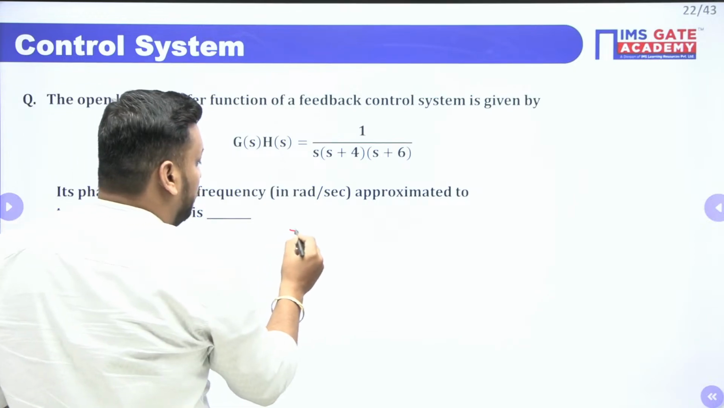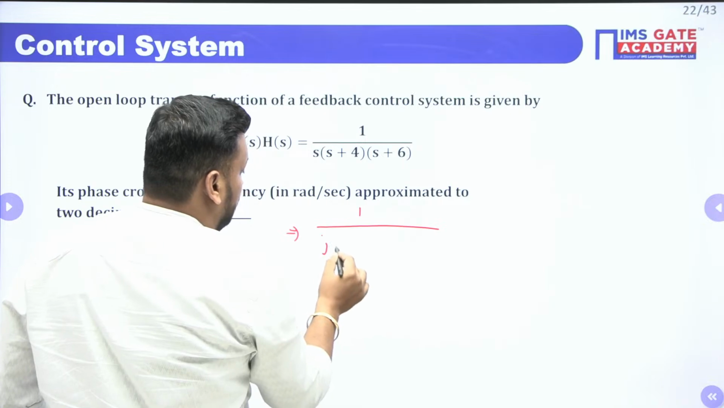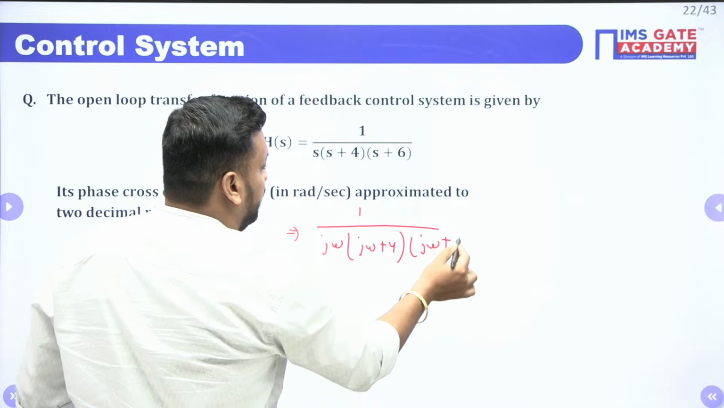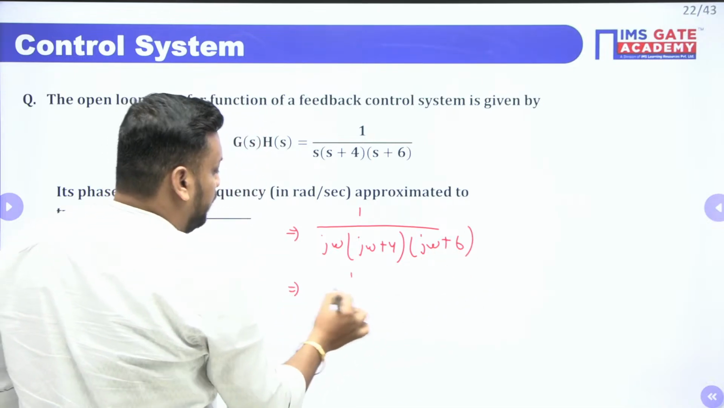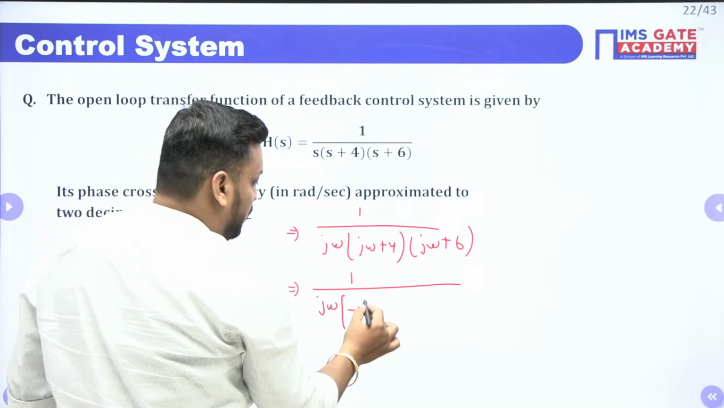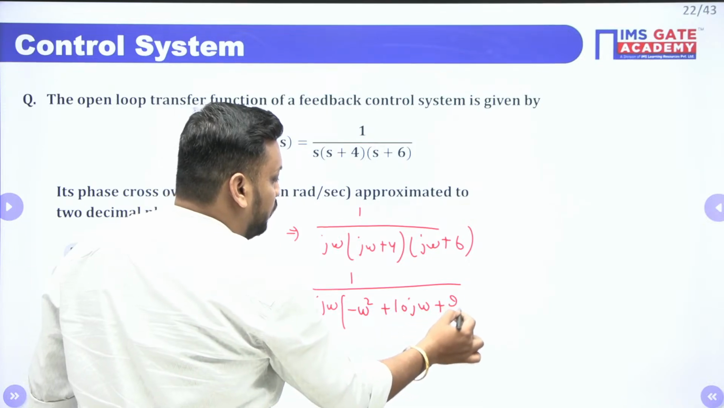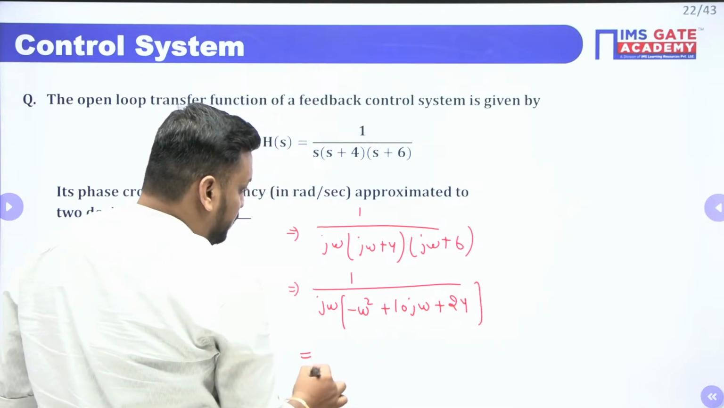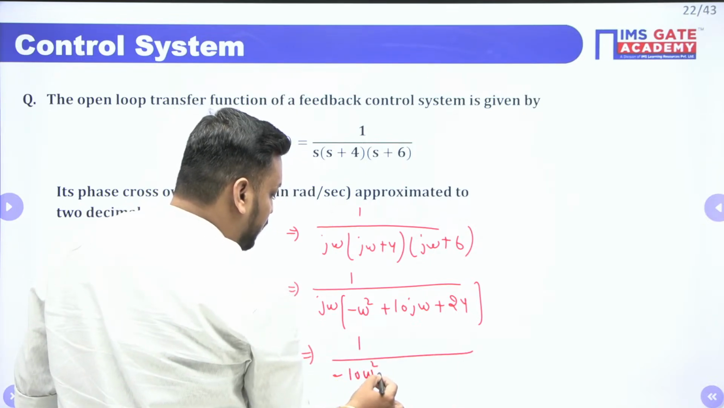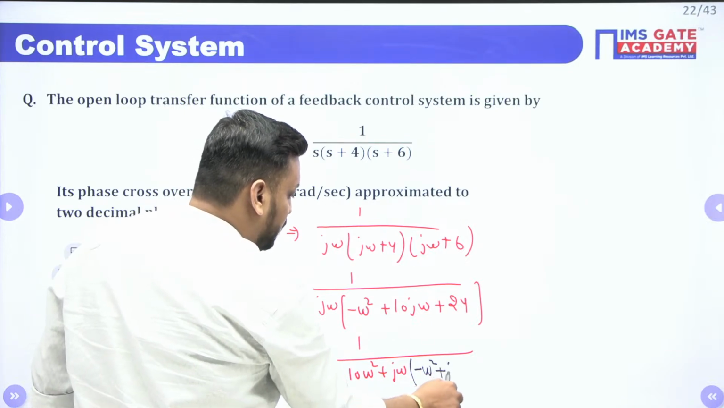So just apply the same concept. 1 upon (j omega plus 4)(j omega plus 6). Just open the bracket. So you will get 1 upon j omega times (minus omega square plus 6 plus 4), that is 10 j omega, plus 24. We will equate this, guys. When you open the bracket, you will exactly get minus 10 omega square plus j omega, and inside the bracket minus omega square plus 24.